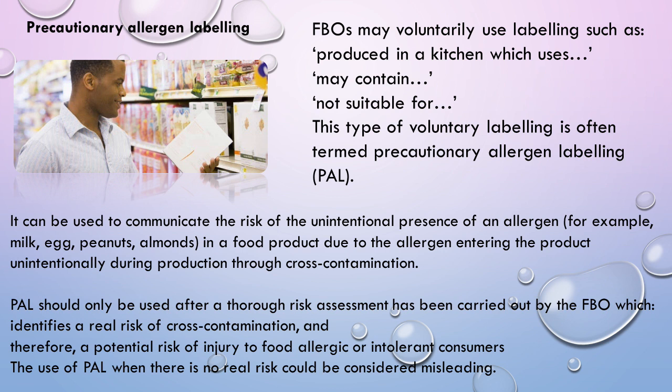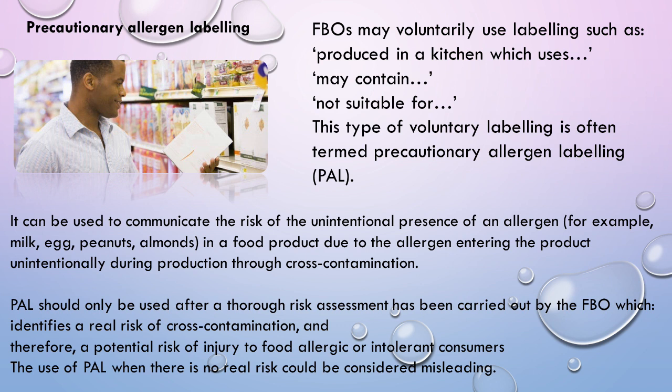Now, precautionary allergen labeling. Food business owners may voluntarily use labeling such as produced in a kitchen which uses, may contain, not suitable for. Now, this type of voluntary labeling is often termed precautionary allergen labeling, PAL. Now, this can be used to communicate the risk of the unintentional presence of an allergen, for example, milk, egg, peanut, almond, in a food product due to the allergen entering the product unintentionally during production through cross-contamination.